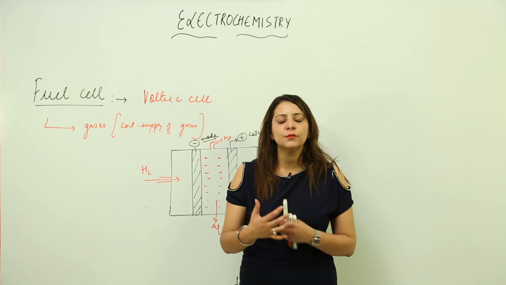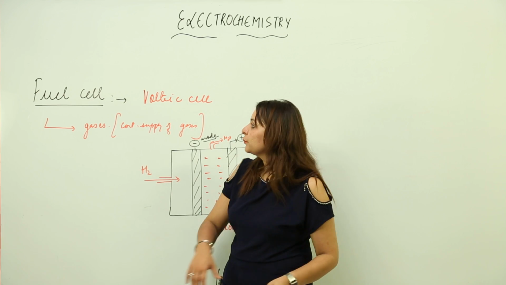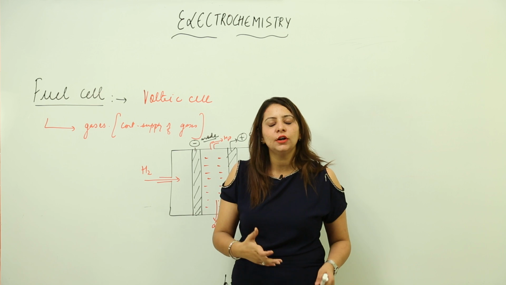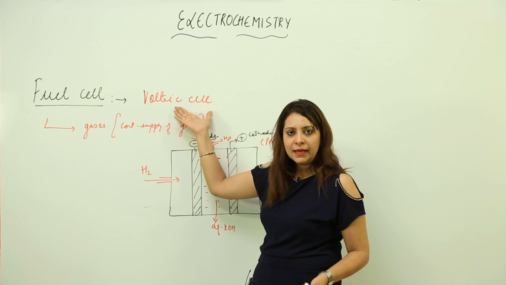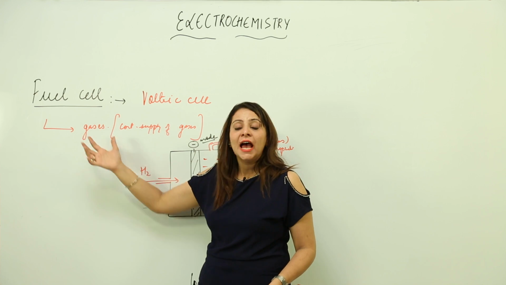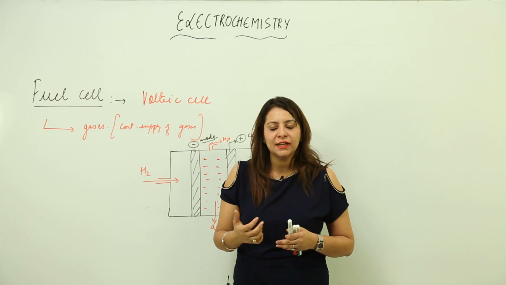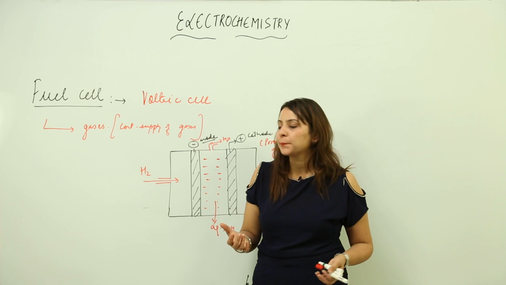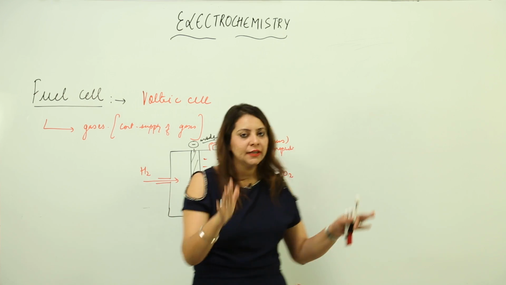Now we are going to start with another cell, that is the fuel cell. The fuel cell is again of the same type, a voltaic cell, but the difference here is that we are going to take gases and there will be a continuous supply of gases. That means the reactants are not going to be exhausted here.